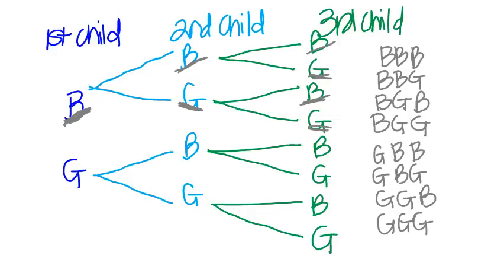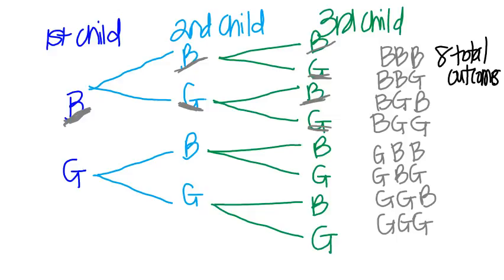So how many total possibilities are there? We have 1, 2, 3, 4, 5, 6, 7, 8. So we have 8 total outcomes. This is our sample space. We have 8 different combinations.